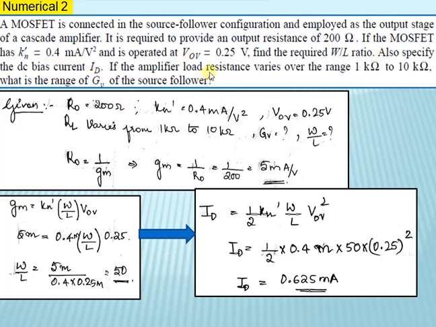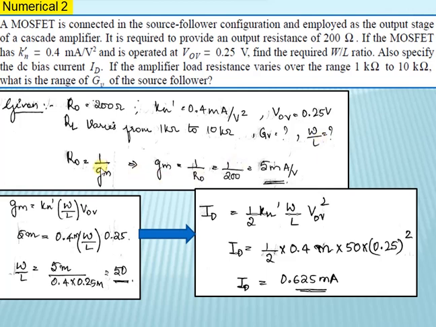And if the amplifier load resistance varies over the range of 1 kilo ohms to 10 kilo ohms, what will be the range of the overall voltage gain for the source follower? In this particular question, R0 is mentioned, which is equal to 200 ohms, Kn dash is mentioned, overdrive voltage is mentioned. And they have also mentioned that RL varies from 1 kilo ohms to 10 kilo ohms, and we have to compute the overall voltage gain and W by L.